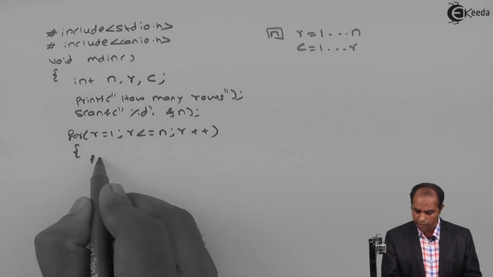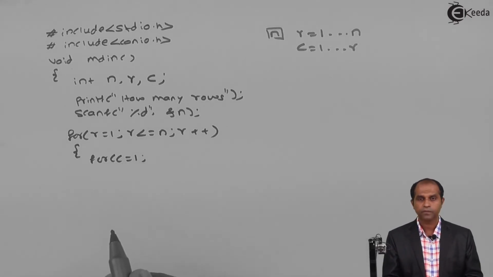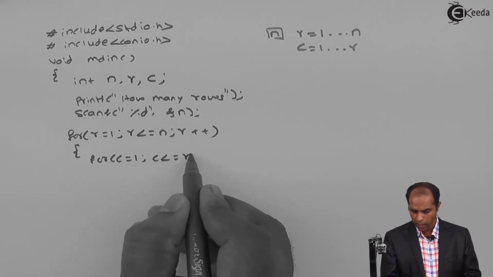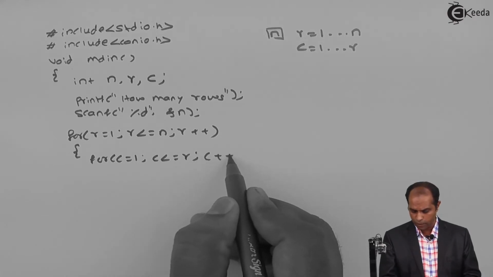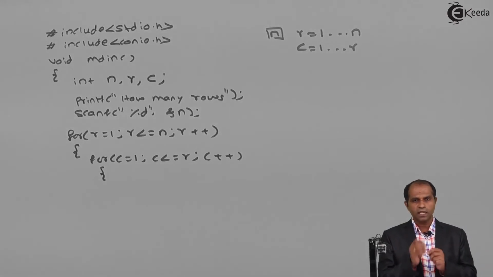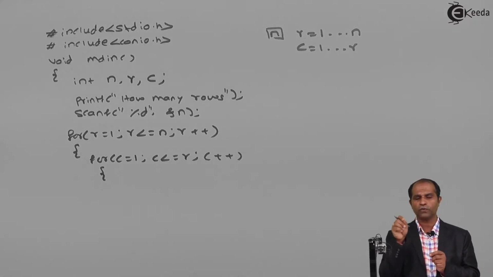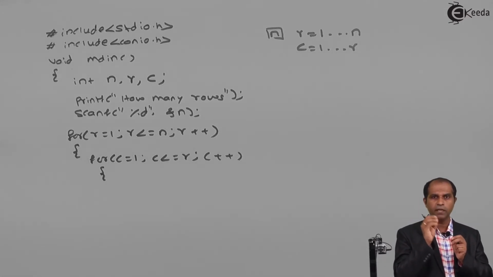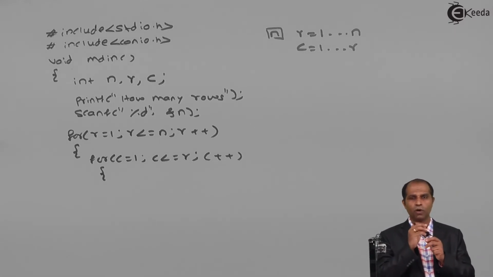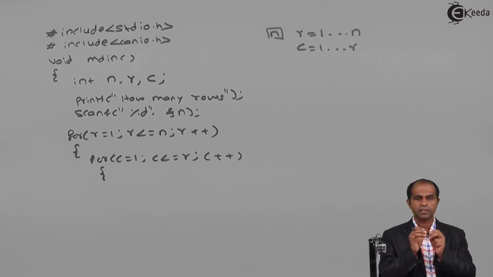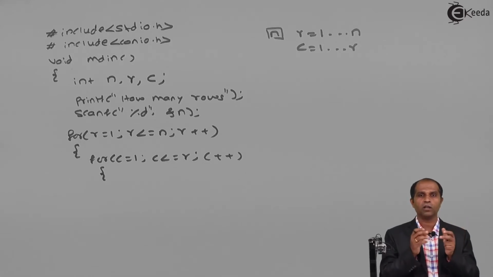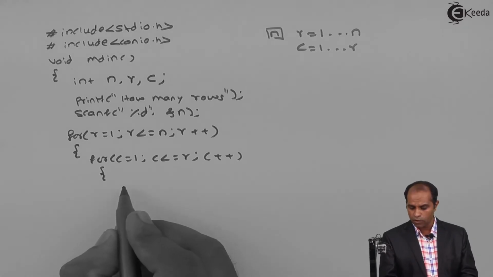Now, within this, I'm supposed to place a C loop. C is going to start with 1 and end at R, C plus plus. When C is changing its value from 1 to 2, 2 to 3, 3 to 4, 4 to 5, and so on till R, what action do you want to do on the screen? Would you wish to read, print, or modify? The answer is I wish to print. Print what? Print an asterisk.